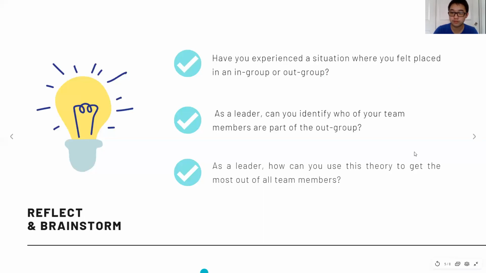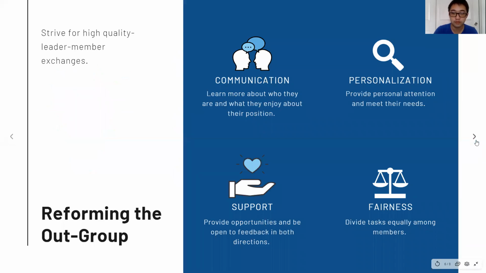All right, so moving on to the next slide. I think the biggest question here is, why should LMX be a part of your leadership toolkit? Ultimately, LMX suggests that it's important to recognize the existence of in-groups and out-groups within a group or an organization. Leaders should also try to create special relationships with all of its members, in-group and out-group.